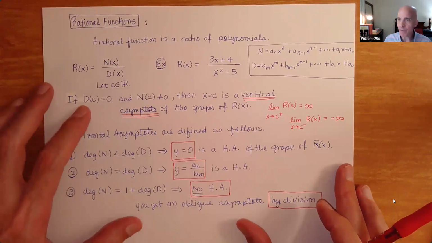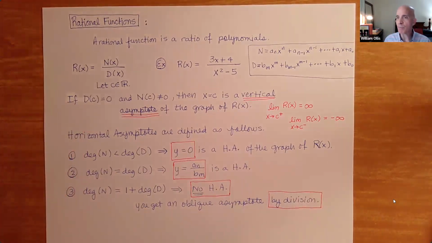So again, think of vertical asymptotes as the function becoming unbounded. And we can't draw a graph that goes on forever. I mean, that wouldn't be possible.